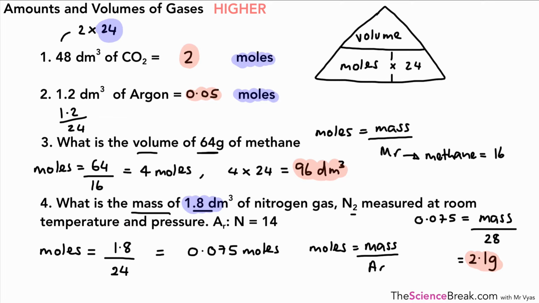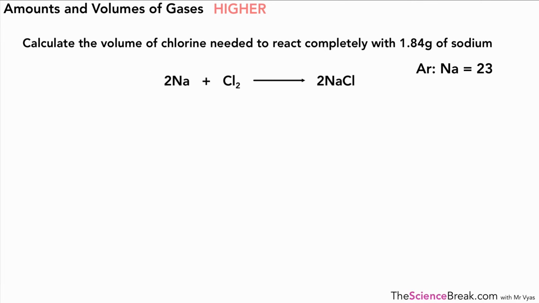Now, just to finish this off for this video, we've got a slightly tricky question. This requires what we've learned in this video plus what we've learned in our previous videos on reacting masses or reacting amounts. So give this a go, see what you think. If not, I'll go through it with you now. We're trying to work out the volume of chlorine which reacts completely with 1.84 grams of sodium. So how would we actually do this?